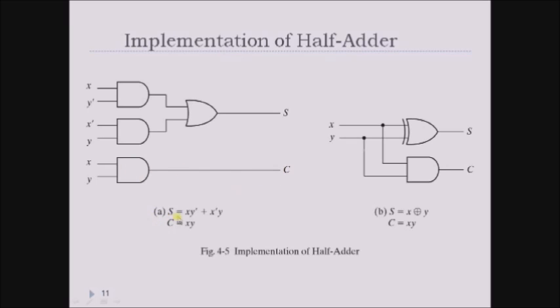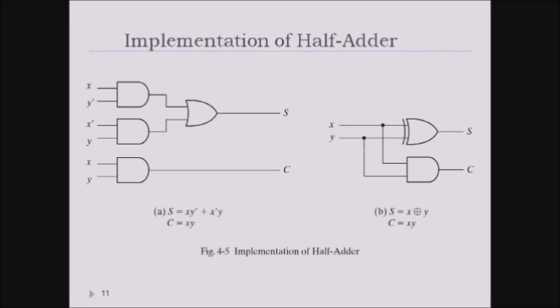As I told you, this S is implementing XOR, so instead of all these three gates, I can go with only one XOR gate, and then one AND gate. Now this is the representation of a half adder circuit, which performs addition between two 1-bit operands. Here x and y are two 1-bit operands.